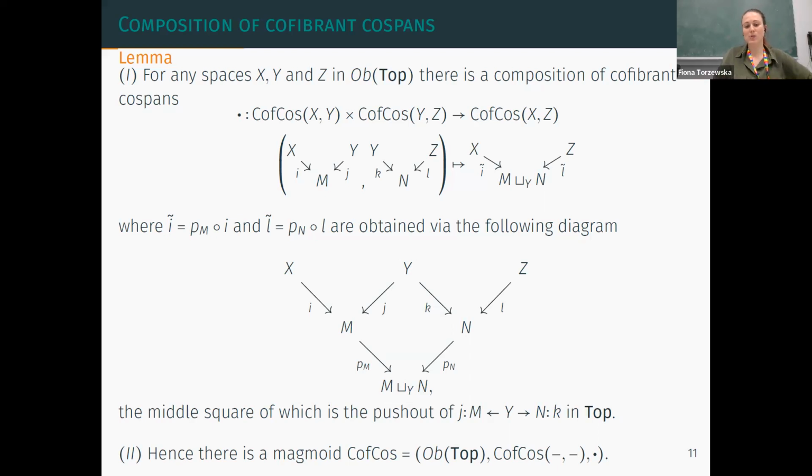And so hence we have a magmoid. So what do I mean by a magmoid? Just that we have objects, morphisms, and a composition, but we don't yet have any axioms. This isn't an associative composition. We don't yet have identities.